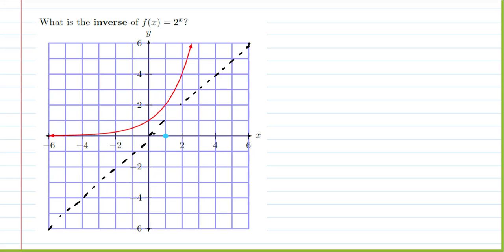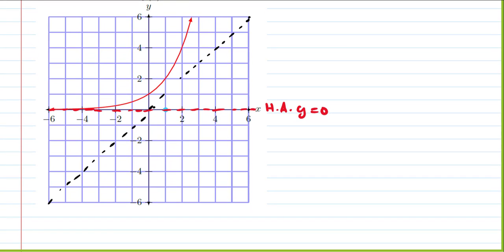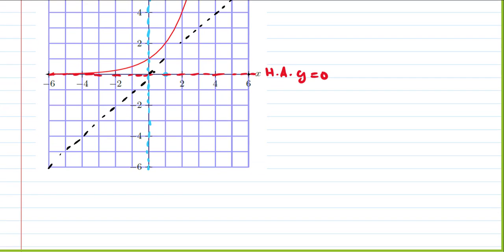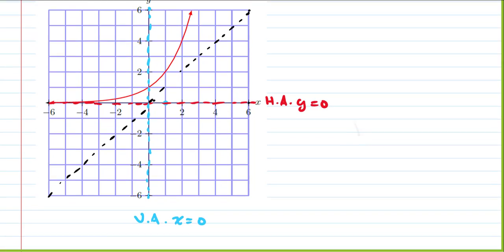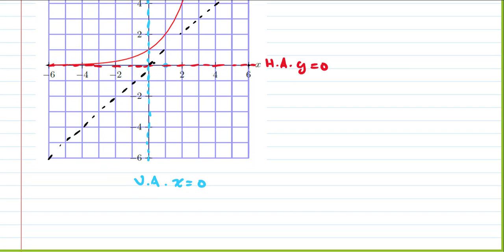We also know that the exponential function has a horizontal asymptote at y equals 0. Well, if I interchange my x and my y for that, that means the inverse function is going to have a vertical asymptote at x equals 0. So then based on those, the graph of our inverse function is going to have to look something like this.